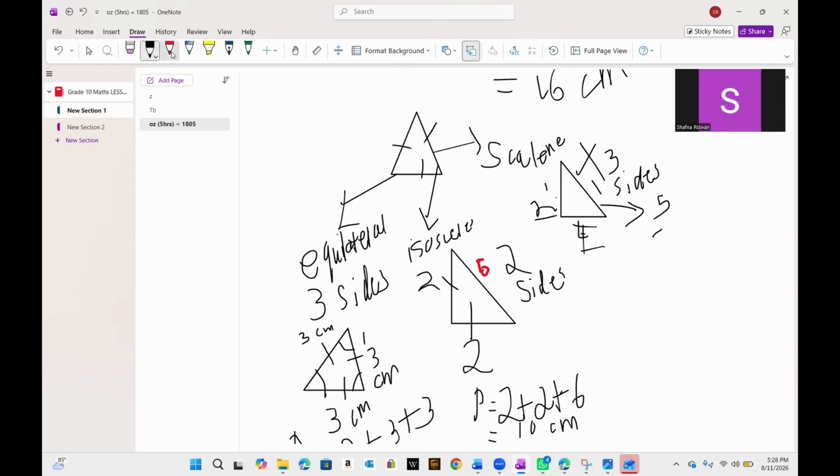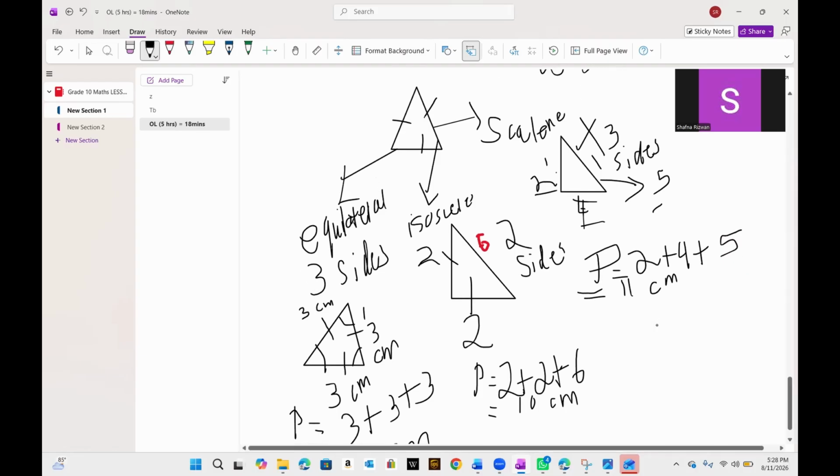Now to find the perimeter, what will you be doing? You will be basically adding all these three together. How? Perimeter equals 2 plus 4 plus 5. Then how much will you all get? 2 plus 4 is 6. 6 plus 5 is 11. So your answer will become 11 centimeter. Now, did you all understand?